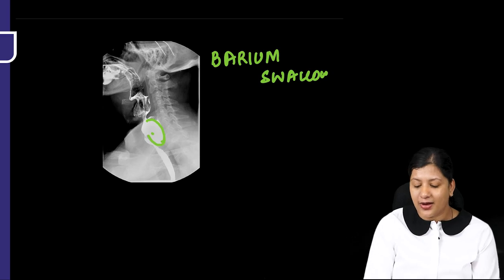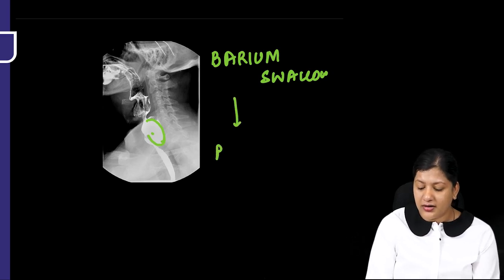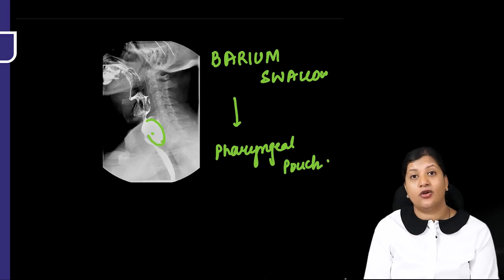So, barium swallow is showing to you what over here? It is showing to you a pharyngeal pouch, also called the Zenker's diverticulum, which happens because of outpouching of the mucosa through the Killian's dehiscence.